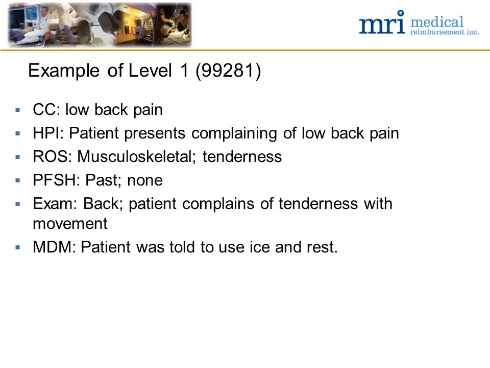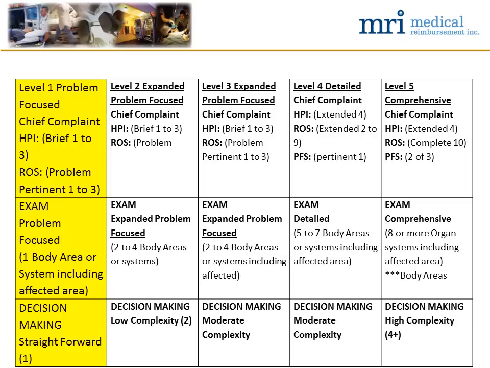The next few slides will go over some examples of each chart for each level. First example for level 1, we have a chief complaint, a brief HPI, problem pertinent review of systems, 1 past family social history, which gives us a problem-focused HPI. We have 1 body area in the exam, which gives us a problem-focused exam. We have straightforward decision making, and if we look at our medical decision making table, we can see that we have met all the requirements to bill a level 1.